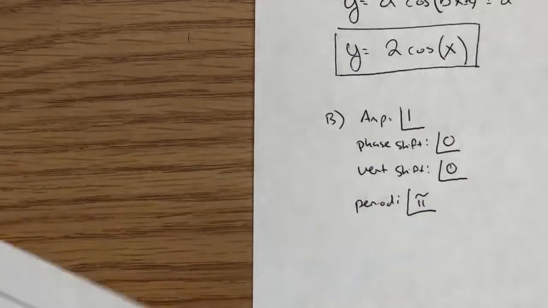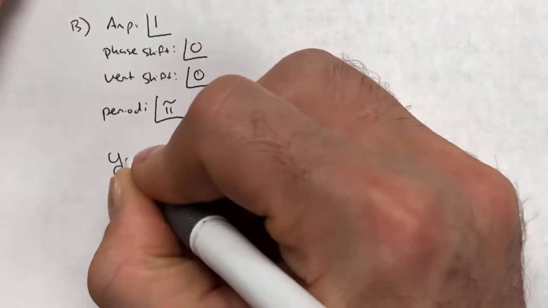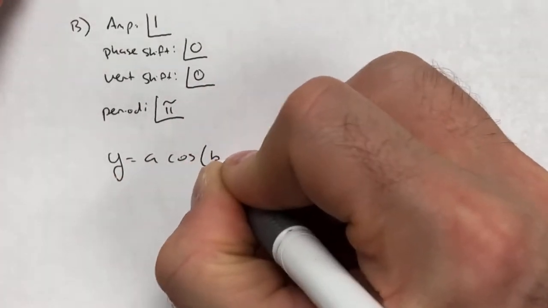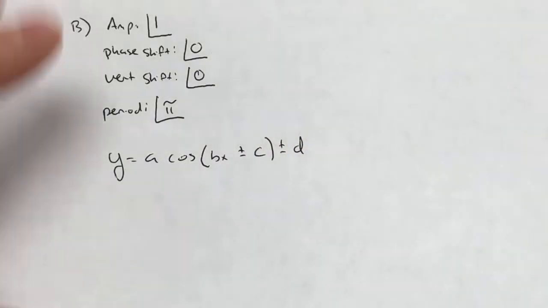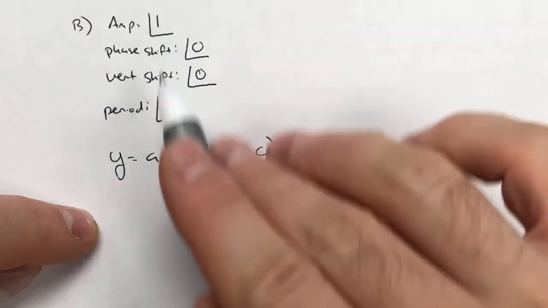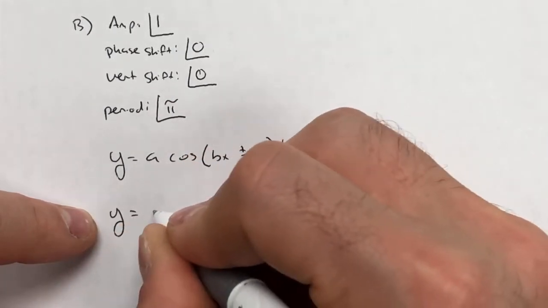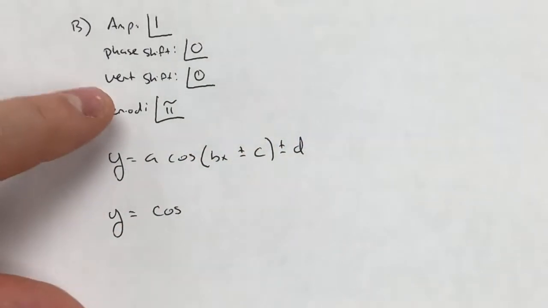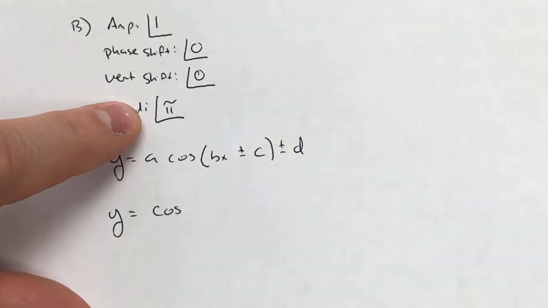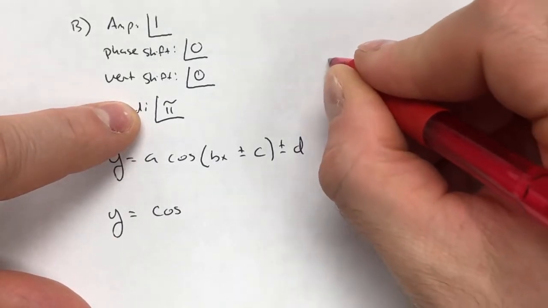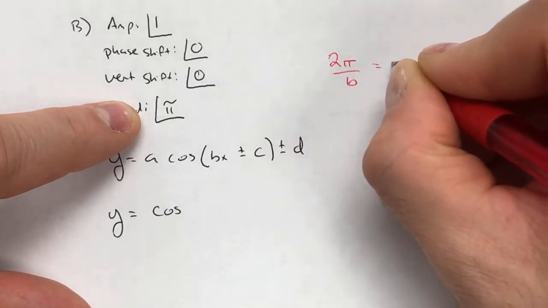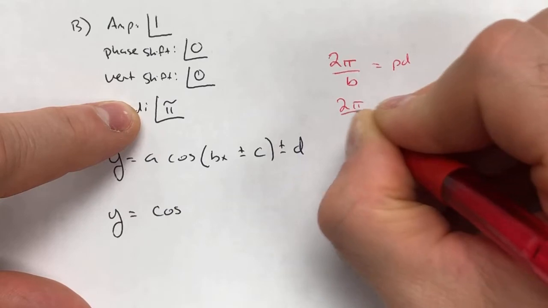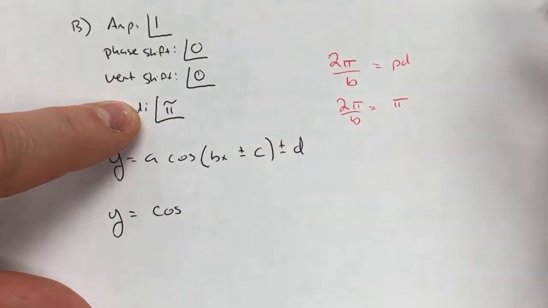Okay, so that's all the information we need to solve for b. I know it's going to be y equals a cosine of bx plus or minus c plus or minus d. For my first step, I know my amplitude is going to be 1. Typically, we don't write the 1, so I'm just going to write cosine. To figure out b, normally to find the period, I say 2 pi divided by b is the period, which in this case, 2 pi divided by b is pi.